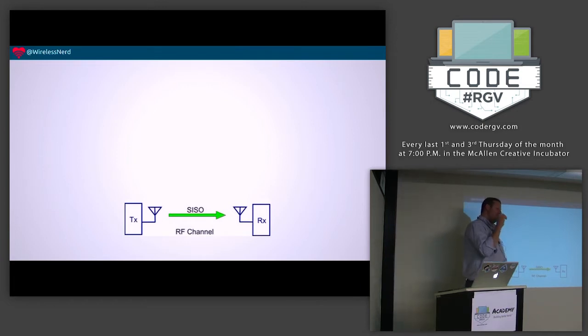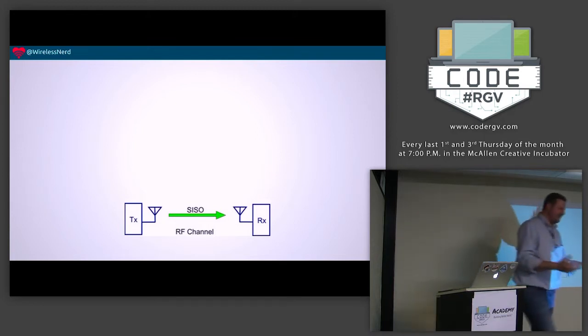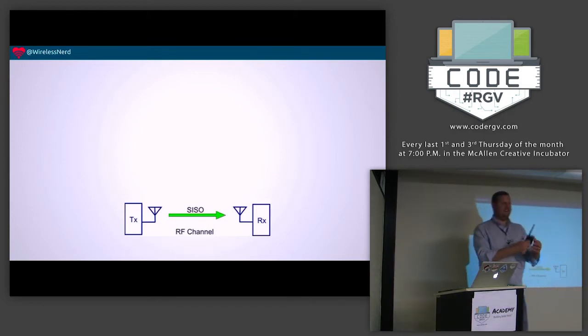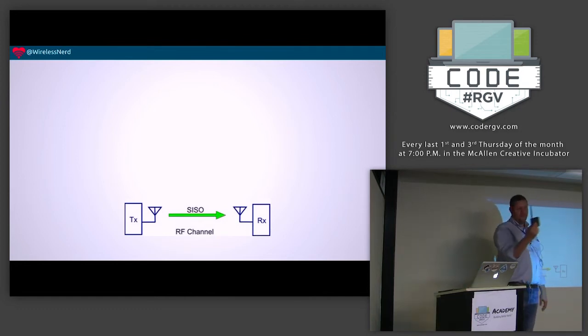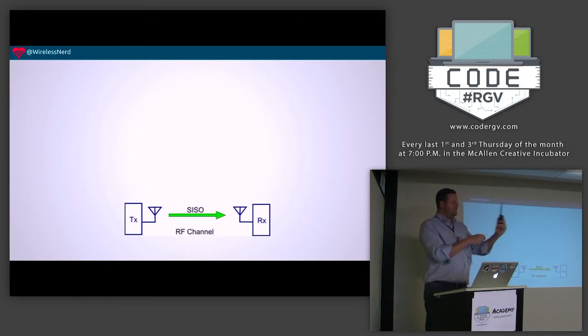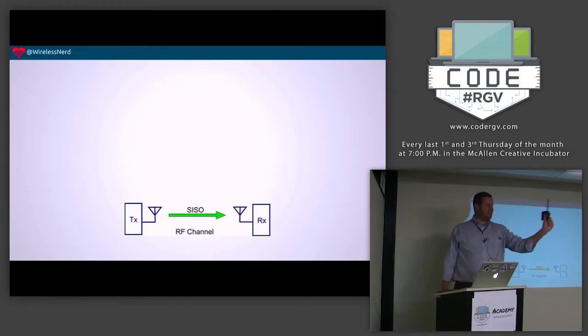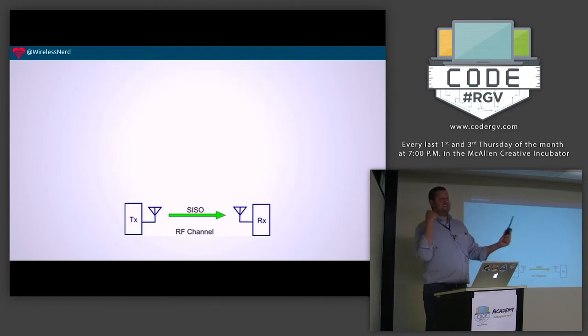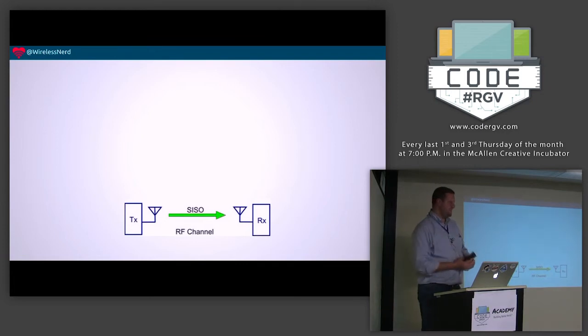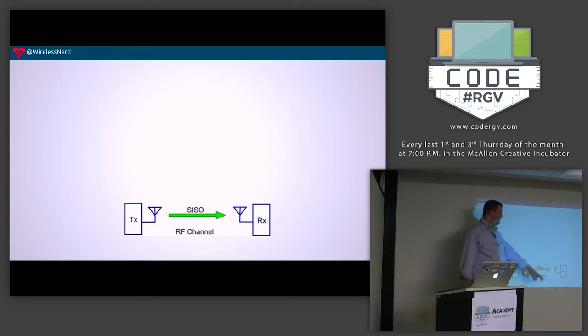So, in a standard radio communications conversation, how many antennas are on this thing? One, right? So, I can send and receive off of this one antenna. And if I'm communicating with another device that's just like this and it has one antenna, then I have a single input and a single output, right? One in, one out. SISO.